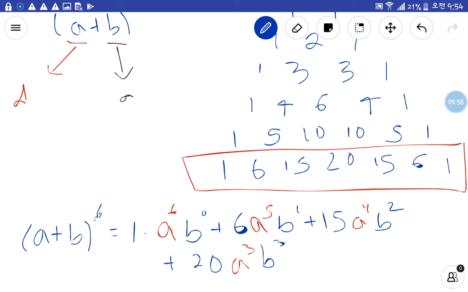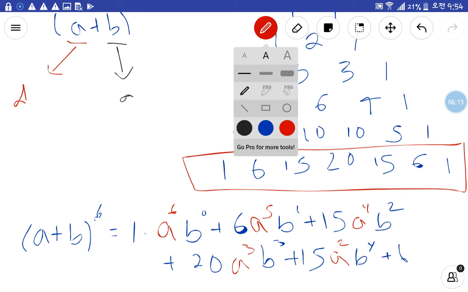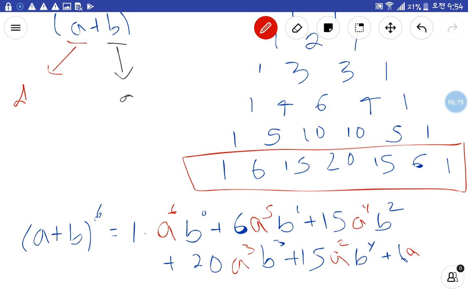And then now what? I have 15 next. And my a should be decreased. It should be a squared. My b at the same time should be increased. Now what? 6, a, and then b to the 5th power.